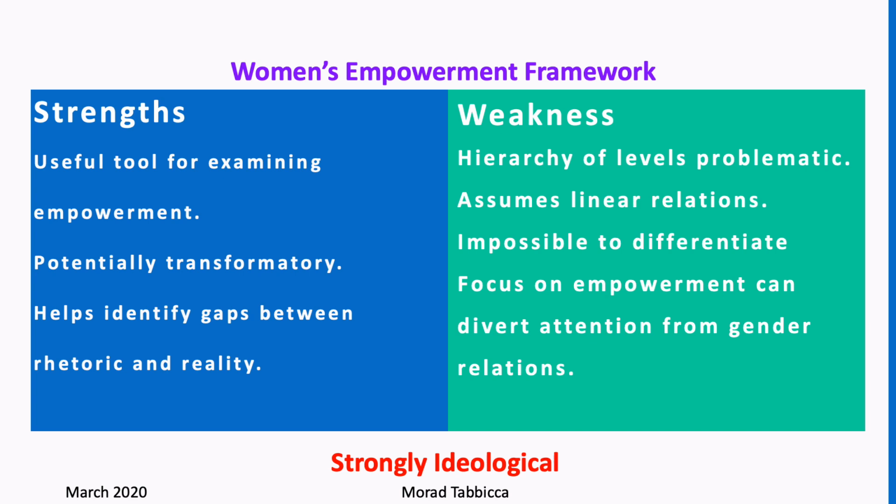Beginning with the strengths, the women's empowerment framework gives us a useful tool for examining what empowerment is. Empowerment is a concept that is quite difficult to understand, and this framework makes it practical and gives us a way of measuring whether empowerment is actually happening. Another strength is that this framework, if used well, can be potentially transformatory. If your project, policy, or plan moves beyond welfare and allows for more participation and more control from women, then the unequal gender relations that exist in that society will be transformed.